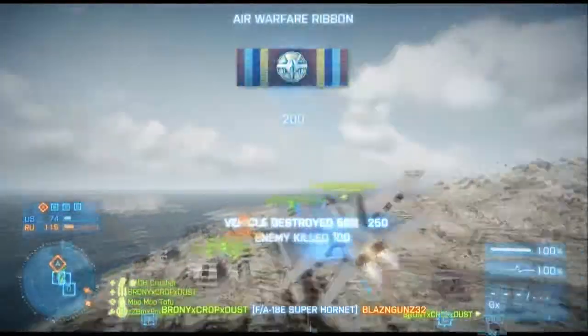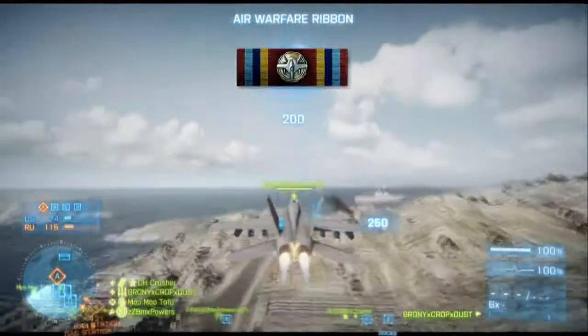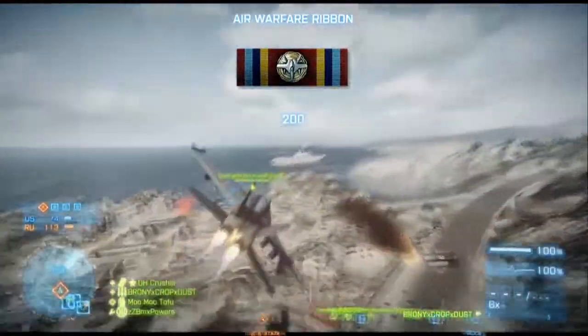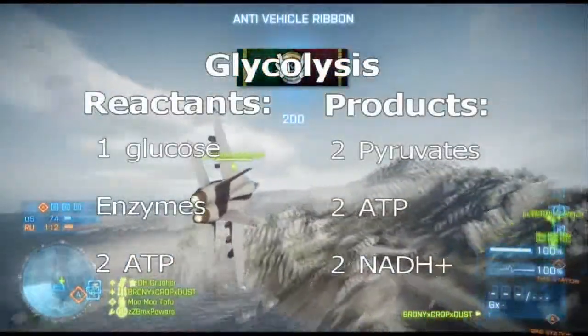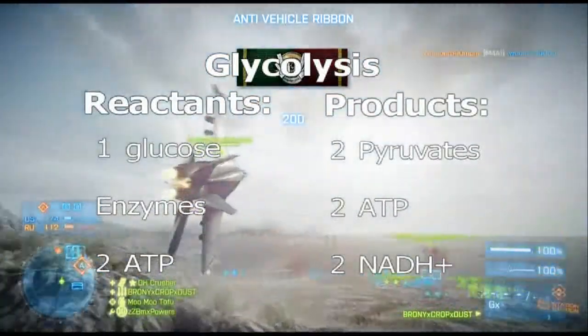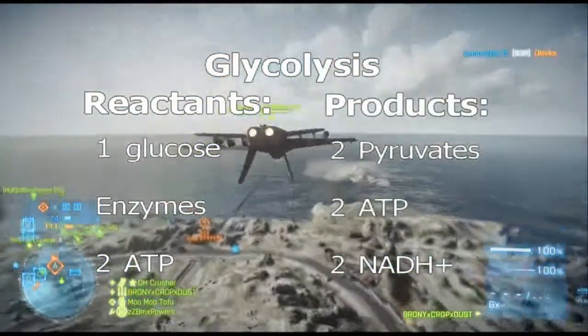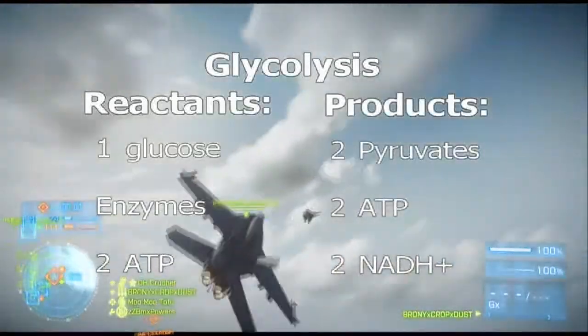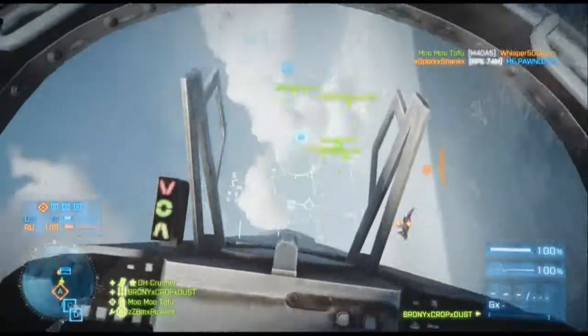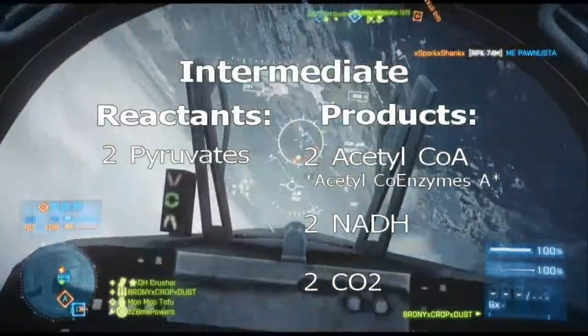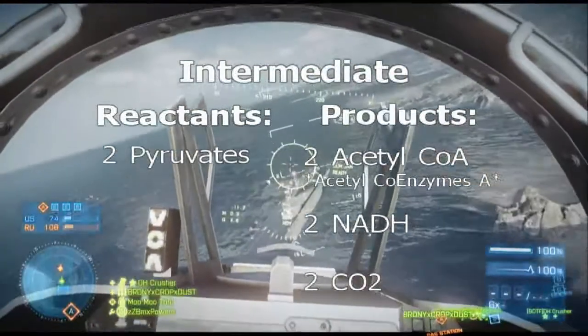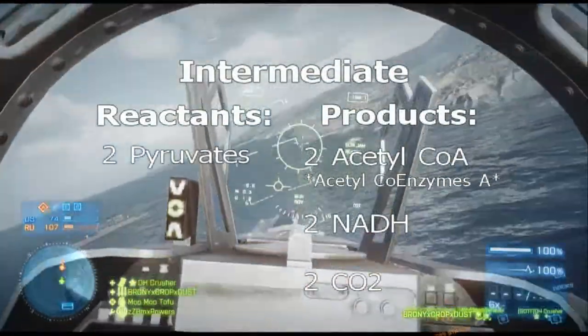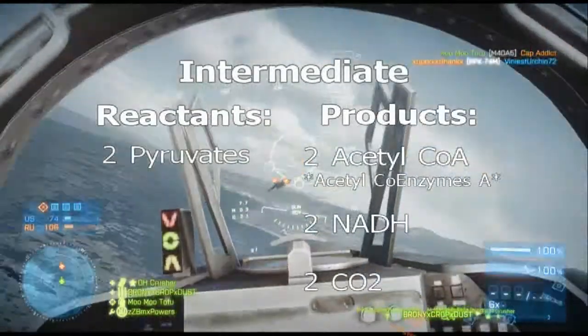So to recap everything briefly, there are 3 stages to cellular respiration. First, glycolysis, which uses glucose, enzymes, and 2 ATP to start to produce 2 pyruvates, 2 ATP, and 2 NADH. Stage 1.5, which changes the 2 pyruvates into 2 acetyl-coenzyme A, 2 carbon dioxides, and 2 NADH.